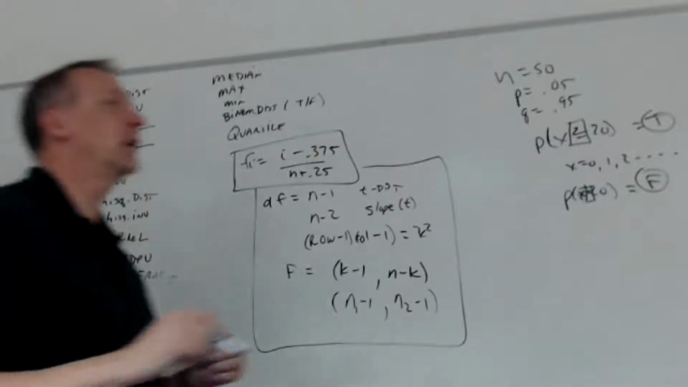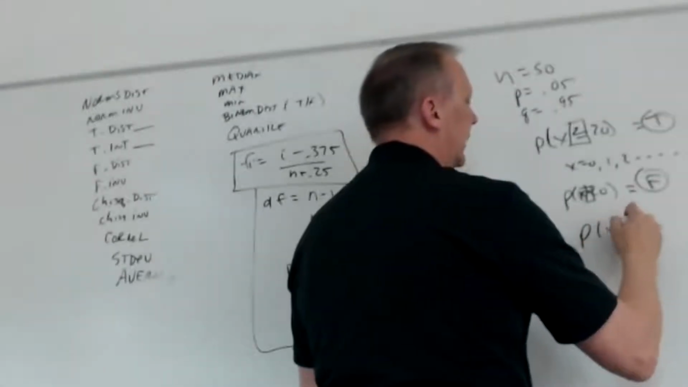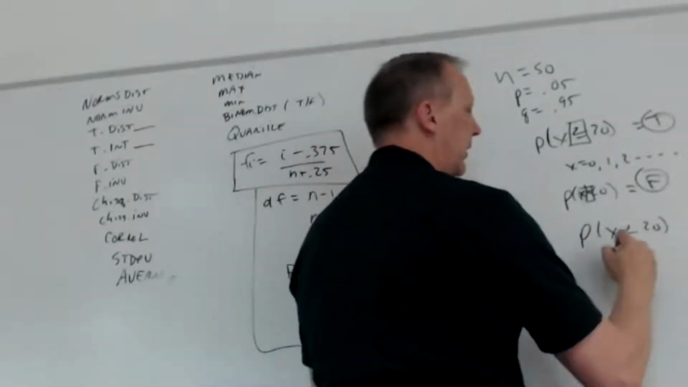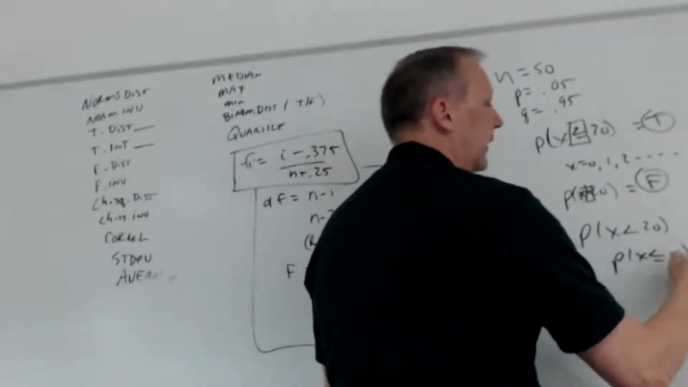What if it's strictly less than? The probability that X is less than 20. Then you can rewrite that as the probability that X is less than or equal to 19, right? Then you can use true.